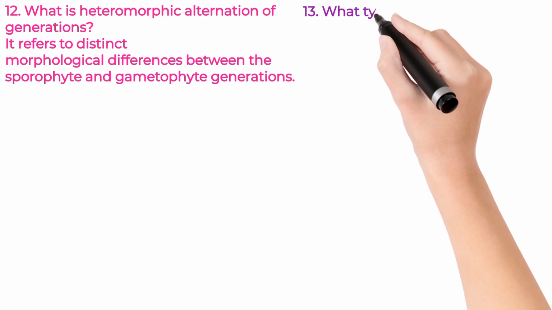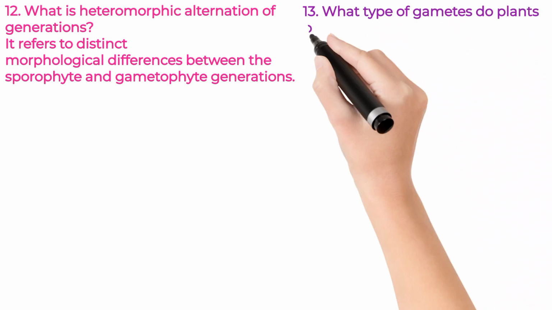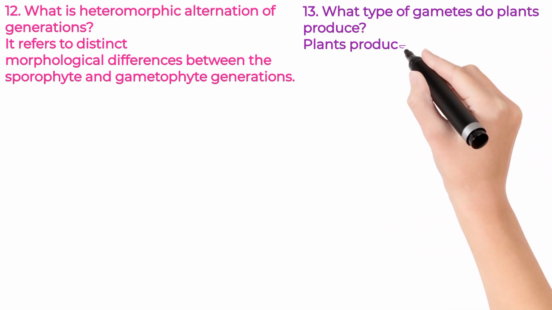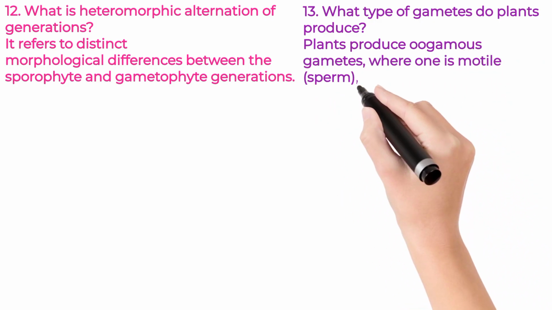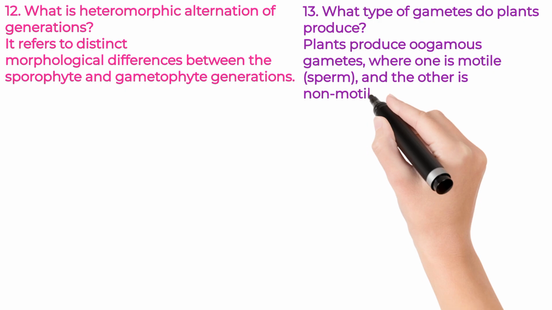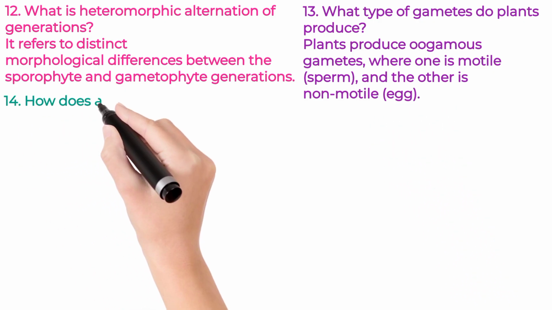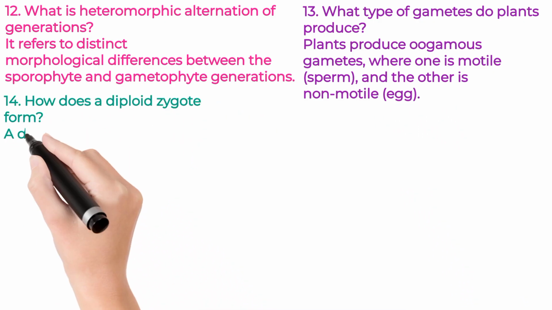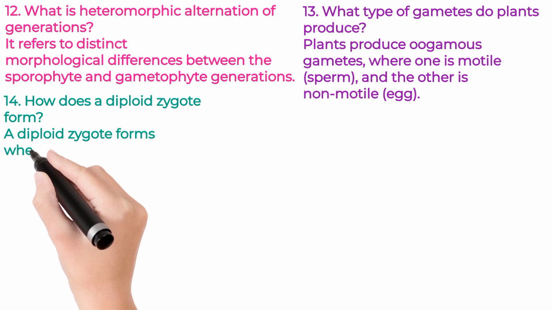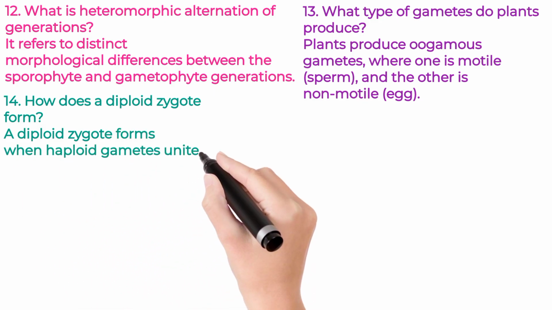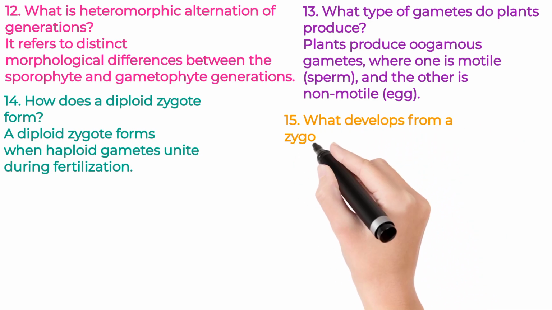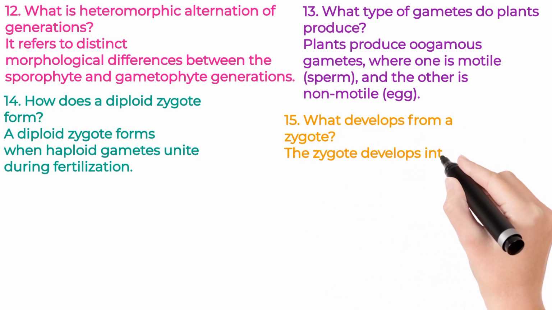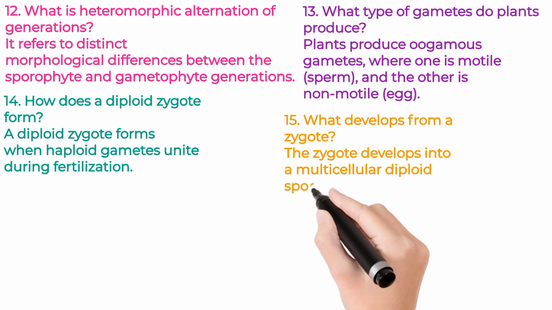13. What type of gametes do plants produce? Plants produce oogamous gametes, where one is motile, sperm, and the other is non-motile, egg. 14. How does a diploid zygote form? A diploid zygote forms when haploid gametes unite during fertilization. 15. What develops from a zygote? The zygote develops into a multicellular diploid sporophyte.